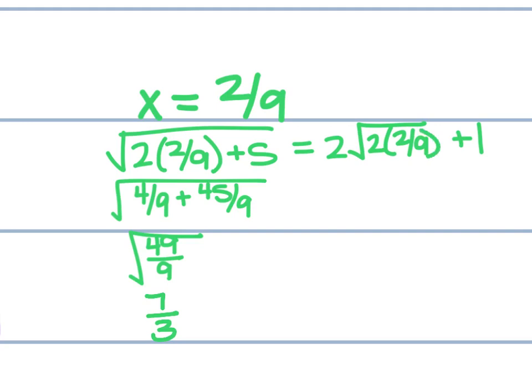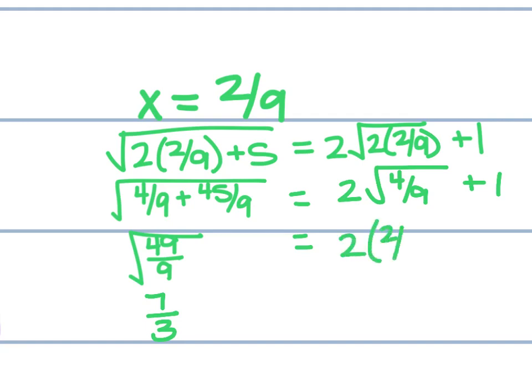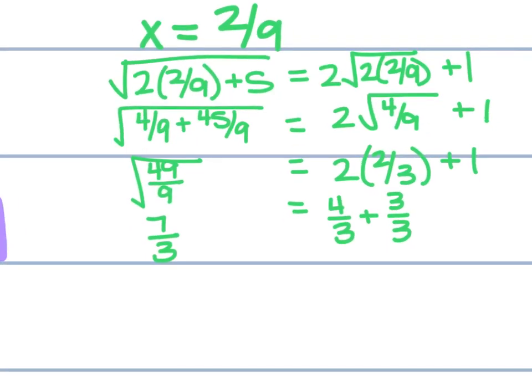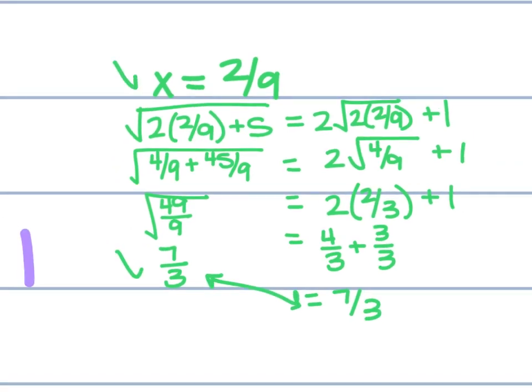With the other, 2 times 2 over 9 is 4 over 9. So that's 2 times the square root of 4 over 9 plus 1. That ends up being 2 times 2 over 3 plus 1. 2 times 2 over 3 is 4 over 3 plus 1, or something over 3, so 3 over 3. That's going to give us 7 over 3. They are both equal to one another, so this is a solution. The x is equal to 2/9 is a solution.